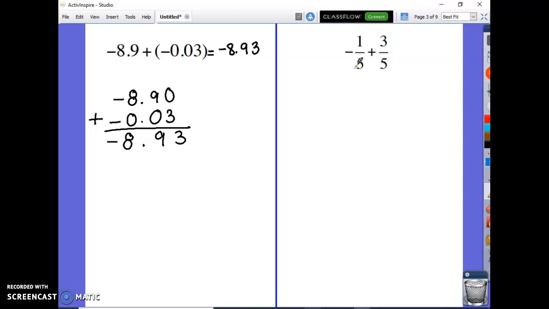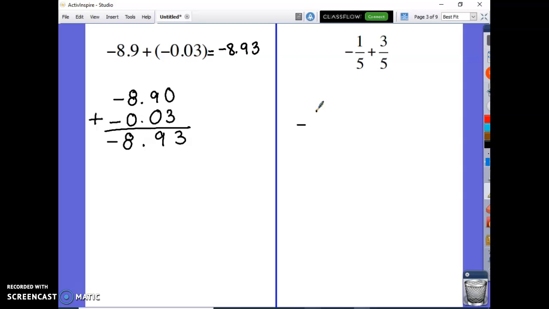Okay, next example, negative 1/5 plus 3/5. So we have common denominators for both of these fractions. If you remember, when we have common denominators, we don't have to worry about changing the denominators because they're the same already. All we have to do is take our numerators and add. Well, we're adding a negative and a positive, so again the song goes back to same signs add and keep, different signs subtract and keep the sign of the bigger number, then you'll be exact.